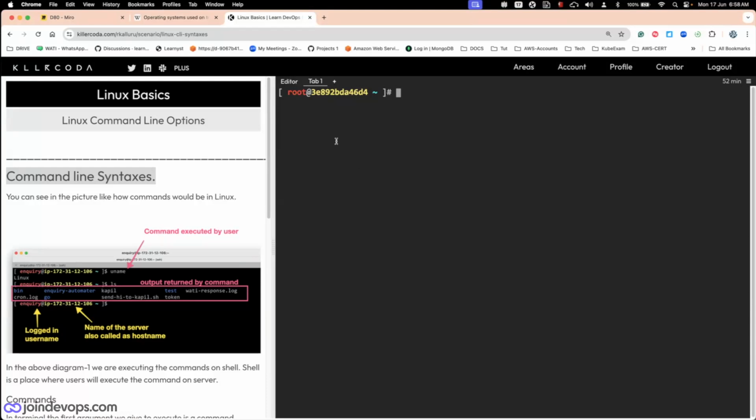All right. And the next one is the system name. By the way, every server is going to have a name and it is called the host name. That host name is also going to get shown over here. All right, so this is the command prompt.